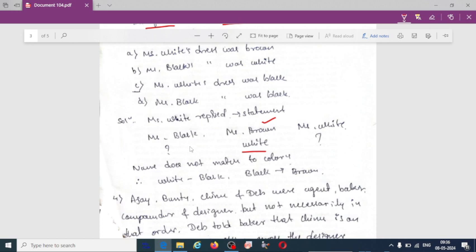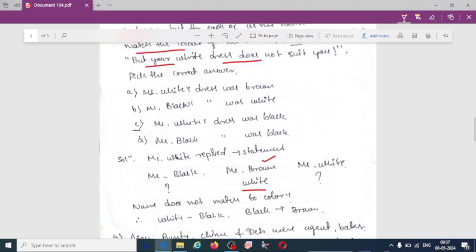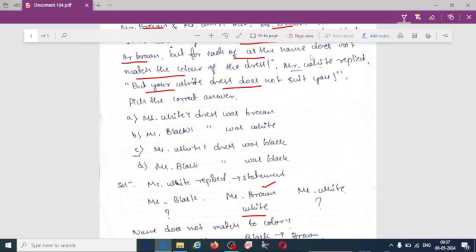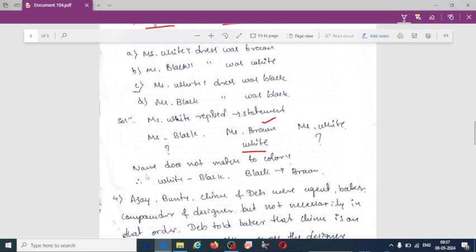So which color dress are they wearing? Here is the question, and one more statement: clearly, the name doesn't match the color. If the name doesn't match the color, then White should wear black, and Black should wear brown. Anyhow, Brown is wearing white. So all three names don't match the color. So obviously here White is wearing black, Black is wearing brown. Option C is correct. Mr. White's dress was black.